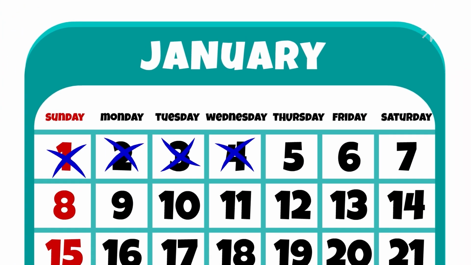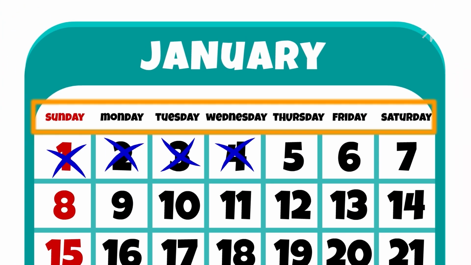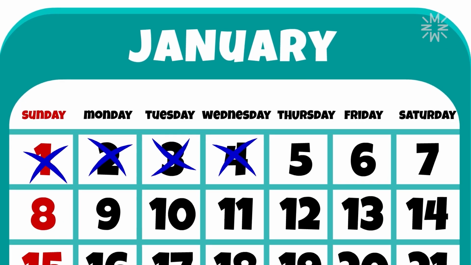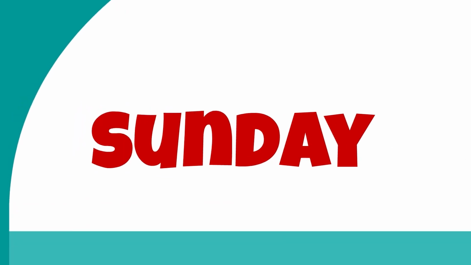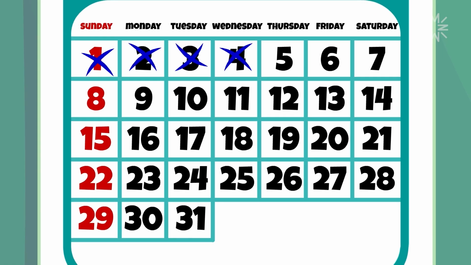And how about these words above the days? They represent the days of the week. There are 7 days in total. Sunday, Monday, Tuesday, Wednesday, Thursday, Friday, and Saturday. All the days in this column fall on Monday and so on. Today is the 5th, so we are on a Thursday.